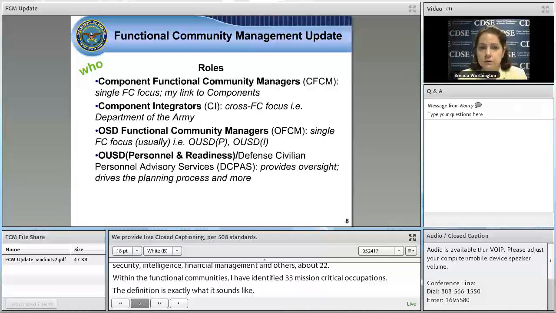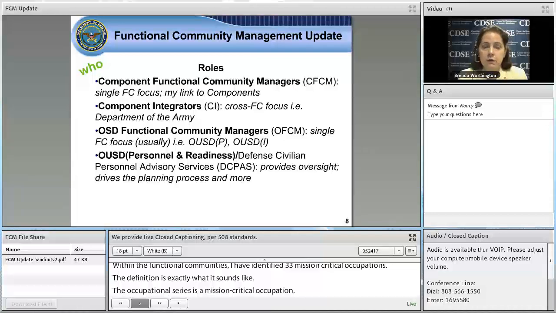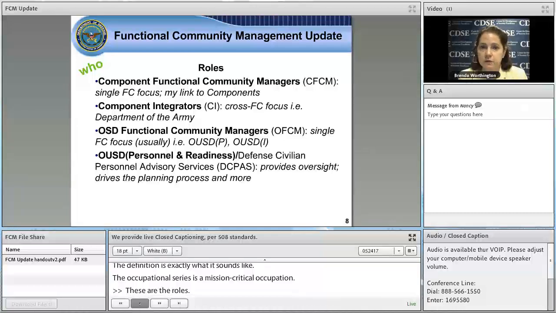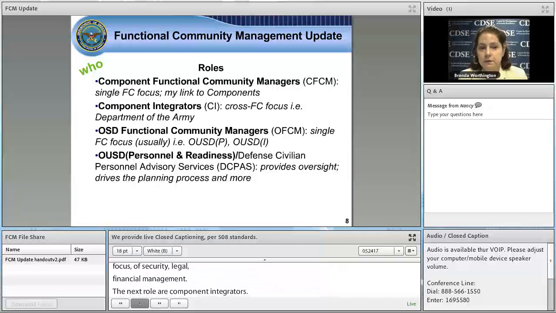More about the who of this. These are the roles. So we have at the component level, component functional community managers. They are the single focus, the single functional community focus of security, legal, financial management, for examples. And that's my link to the components with this information flow and enterprise work that we do in this field. The next role are component integrators. Unfortunately, the acronym is CI, and in security and counterintelligence, we know that means something else. But for this community, they call CIs. The person that is at either Department of Army level or Department of Navy, they're cross-functional. They're looking out for their component across all the different functional communities.